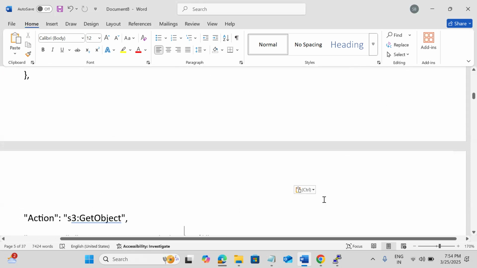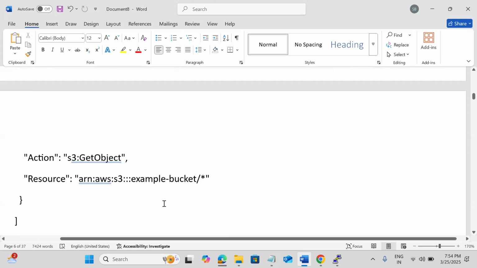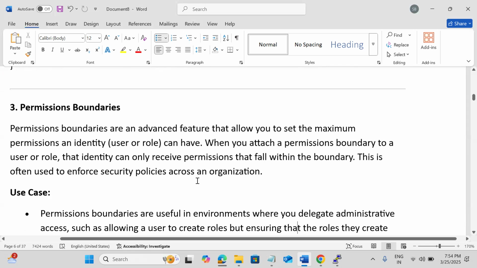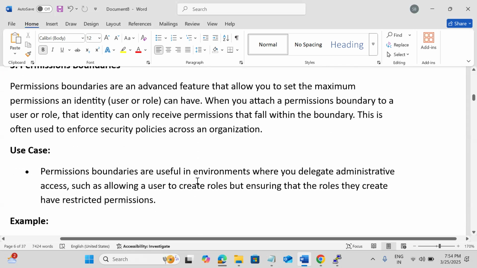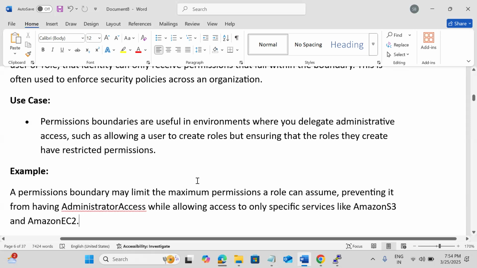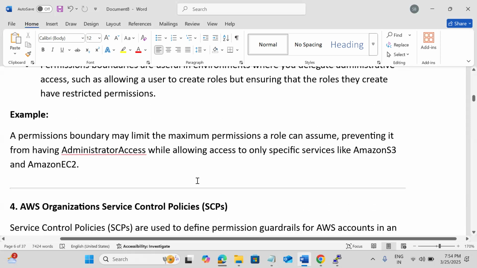Then at the S3 bucket level, like here, example-bucket is my bucket name. That means at that resource level itself, I'm going to give the permissions. And then permission boundaries, whether on a role basis, where we want to set the maximum permissions we can give to administrative access or to which services.